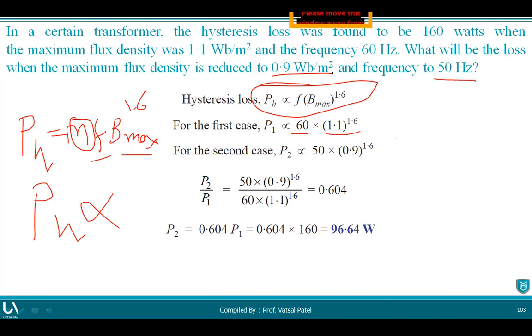Depending on this case, if you are decreasing the frequency, in the first case the maximum flux density was 1.1 Weber per meter square and the frequency was 60 hertz. But when you decrease the frequency, it will also affect the flux density. So it is now 0.9 Weber per meter square. Ultimately you will get lower losses in the second case. Are you getting up to this point? Yes or no?